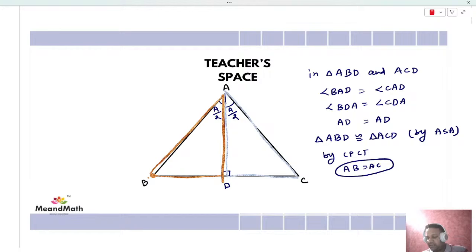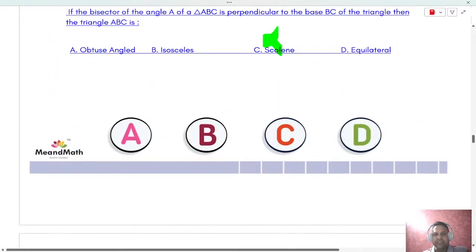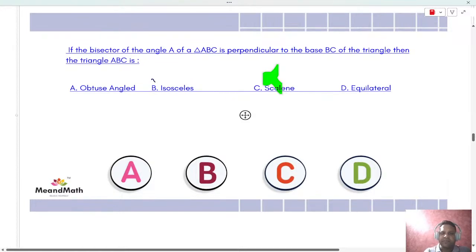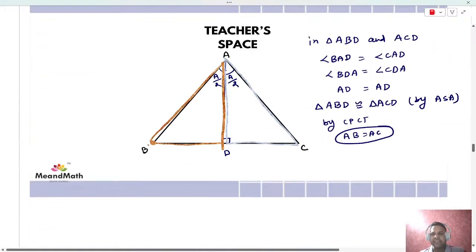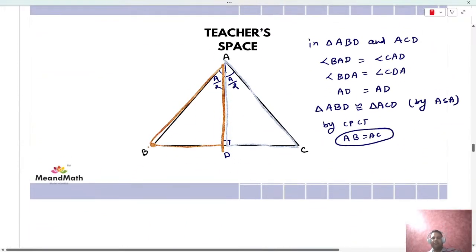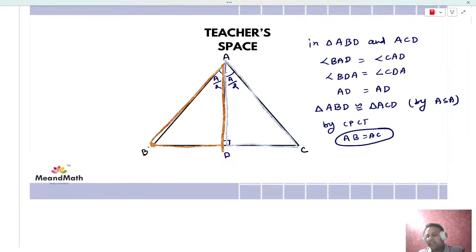Yes, it is correct. The triangle is an isosceles triangle, and isosceles triangle means option B is the correct one. In this question, the answer is B, isosceles triangle. This is the solution. Check the solution. If any doubt, anything which is not clear, just write in the chat box.